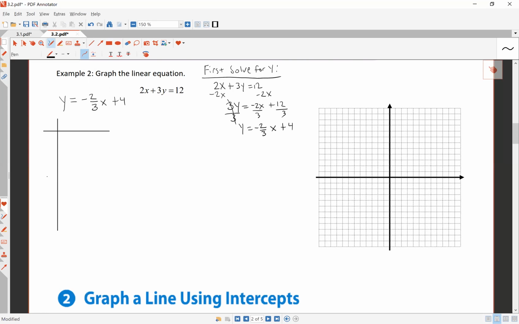Like I did before, we want to always start off with x equals 0. y is going to be negative 2/3 times 0 plus 4, and negative 2/3 times 0 is 0, plus 4 is 4.